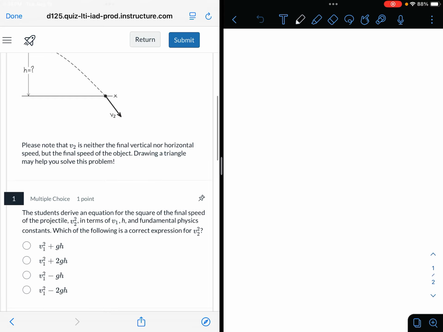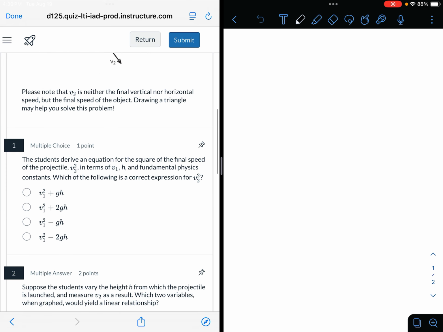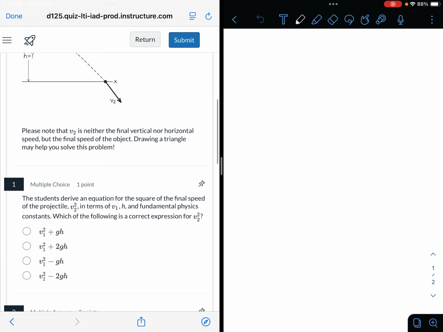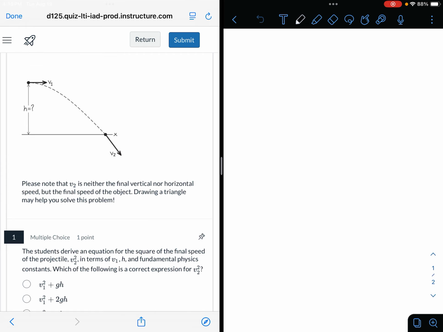Multiple choice. The students derive an equation for the square of the final speed v2 in terms of v1 and h, and we've got to find that expression. So remember, velocity is a vector, and there are components to it. If I draw v2, there's going to be the v2y component and the v2x component. So v2 squared, this is what we're deriving for, is just the Pythagorean theorem: v2y squared plus v2x squared.